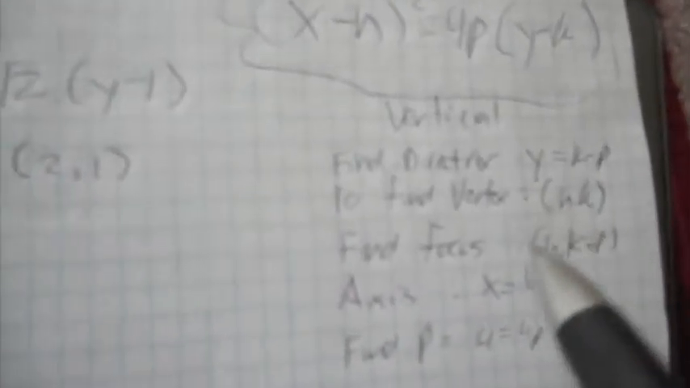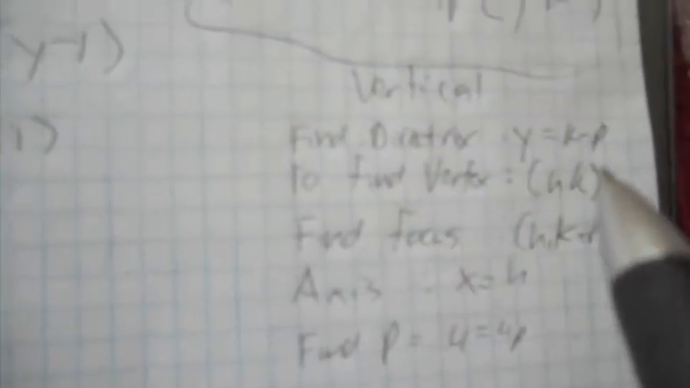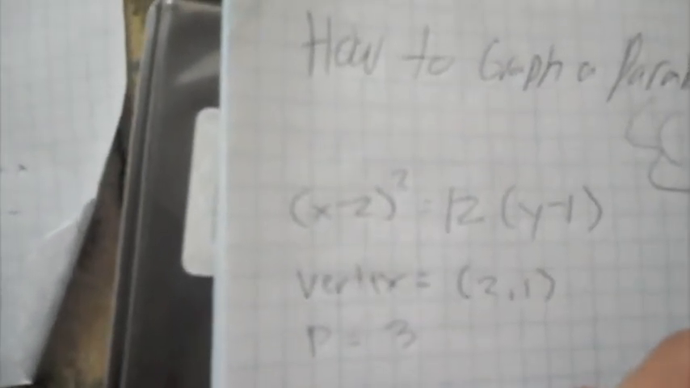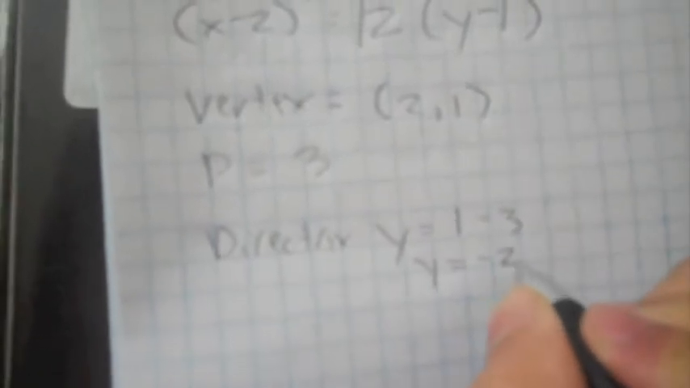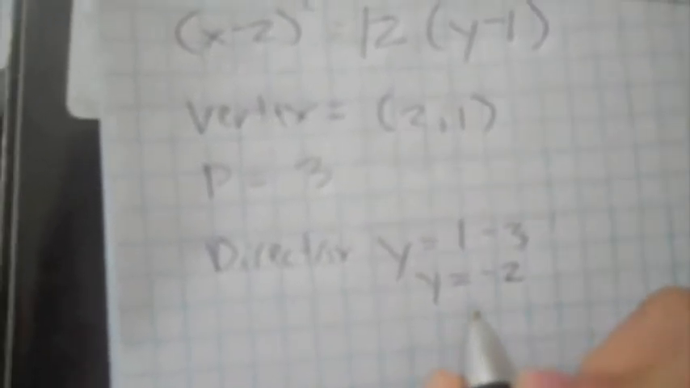And what we can do now with the p-value is we can find the directrix and the focus. So to find the directrix of a vertical parabola, it's y equals k minus p. So that means our directrix is going to be y equals our k value, which is 1, and our p value that we just found right here, which is 3. So minus 3, which gives you y equals negative 2. So our directrix is y equals negative 2.